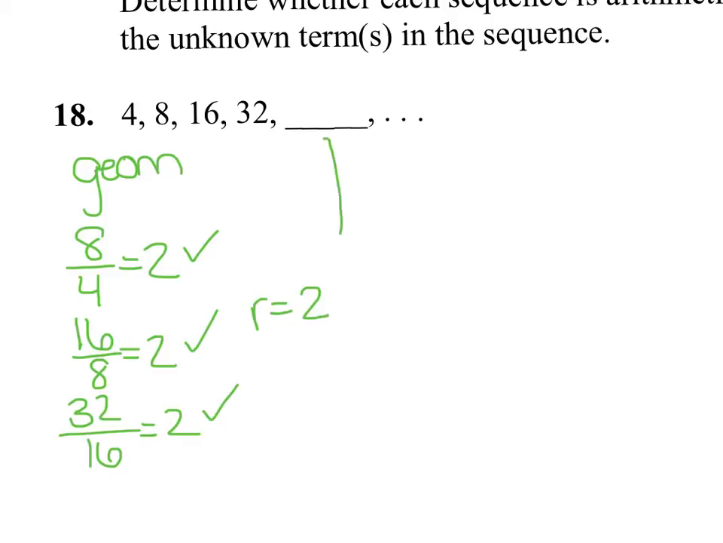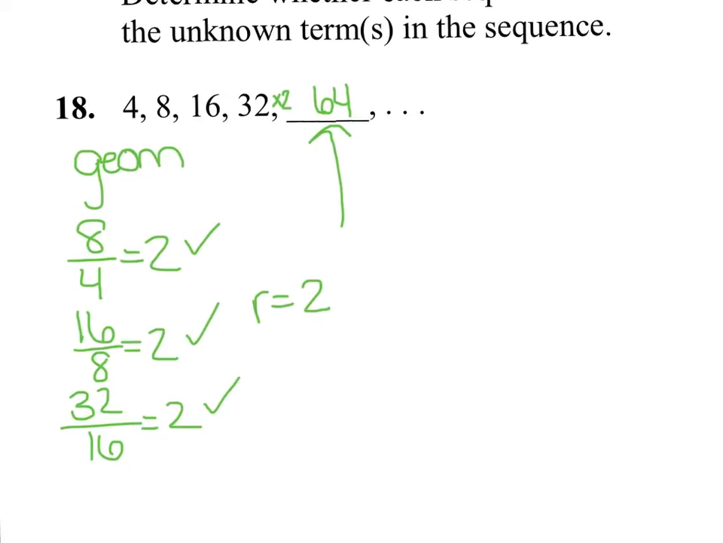And to use the recursive formula, all I'm going to do is multiply that previous term by 2. And 32 times 2 is 64. And that would be our answer.